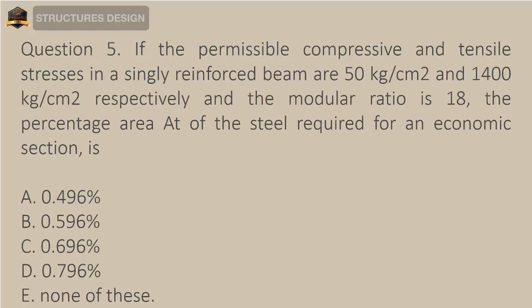Question 5. If the permissible compressive and tensile stresses in a singly reinforced beam are 50 kg per centimeter 2 and 1400 kg per centimeter 2 respectively and the modular ratio is 18, the percentage area of the steel required for an economic section is: A, 0.496%; B, 0.596%; C, 0.696%; D, 0.796%; E, none of these. The correct answer is option C.